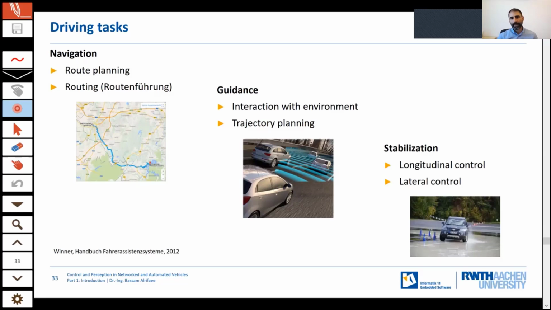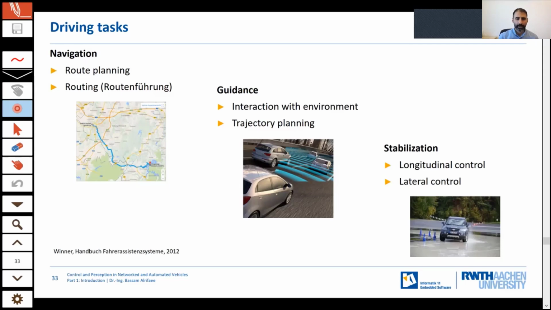So the second level is the guidance. It is more to compute the next actions. It is more the trajectory planning and the interaction with the environment. Let's say it is like the next 100 meters, where you, for example, see, okay, a roundabout is coming. I have to reduce my speed to be able to stop at the roundabout, to look if a car is coming from the left side, to drive around the roundabout and to drive outside. So this is more the guidance.